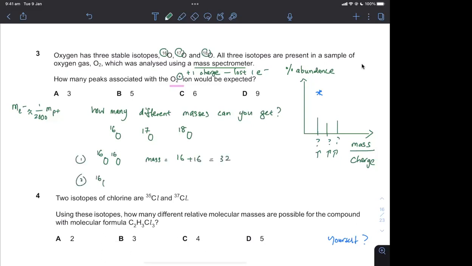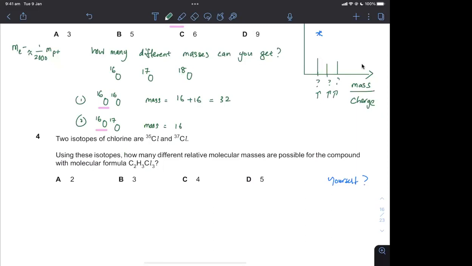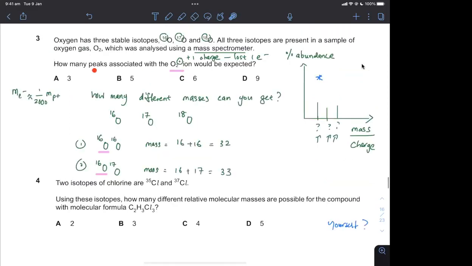If you do the next one, try to be systematic. I'm going to keep one side the same, and then I'm just going to change the other side. This is the systematic or the scientific way of thinking. So the mass there is going to be 16 plus 17, which gives me 33. 32 is not the same as 33, so they will appear at different positions, and therefore I will see 2 different peaks, one for 32 and one for 33. That is what I meant by how many different peaks can you see when you have 2 oxygens, where they can be made up of different isotope atoms, different atoms of the same element, because they have the same number of protons, but they have different numbers of neutrons.